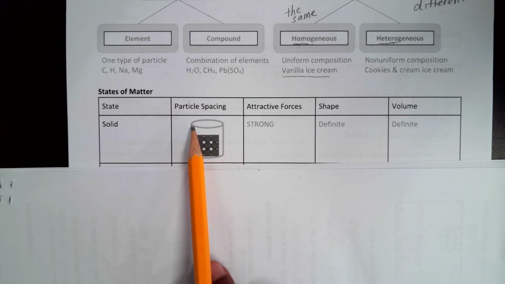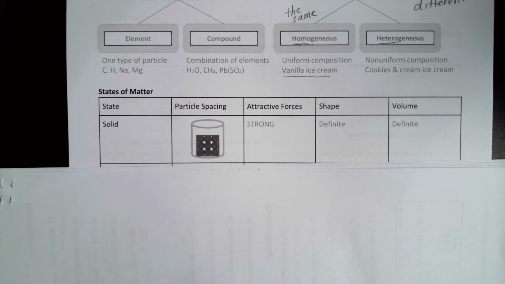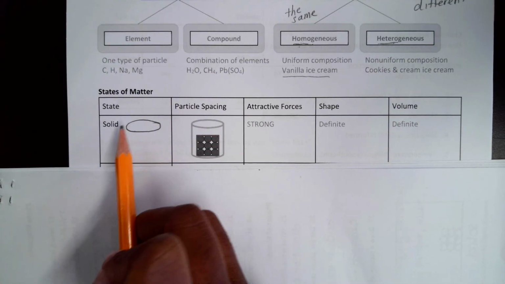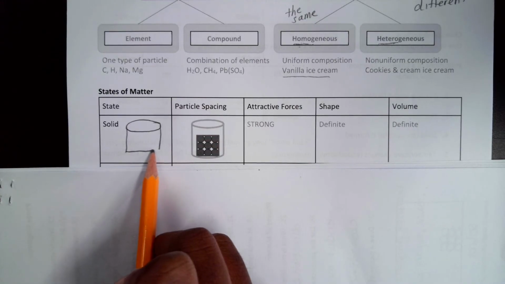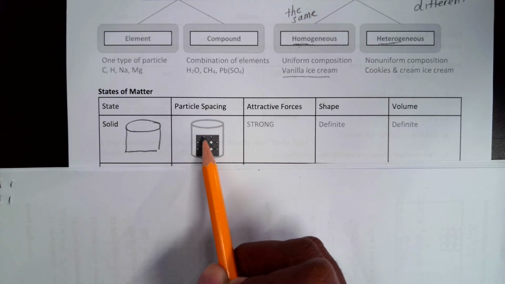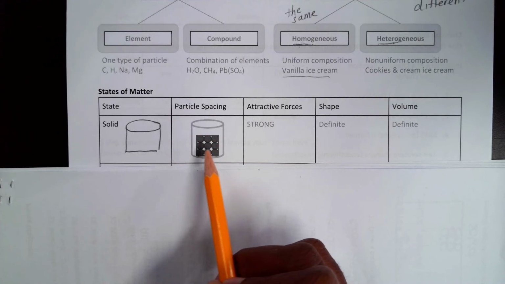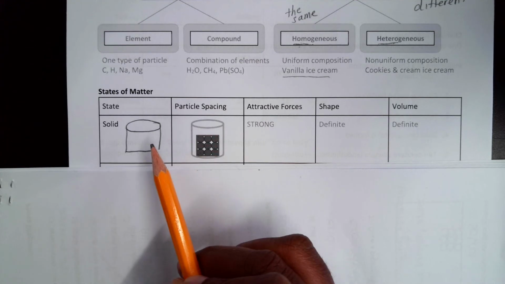If you look at the spacing, so draw this picture here. All right. So if you want to draw this picture, just make an oval, 2 lines down, and then connect them. That's how you make this beaker. If you look at the circles, the particles, see how they're tightly compacted, they're squished together? That's the spacing in a solid.